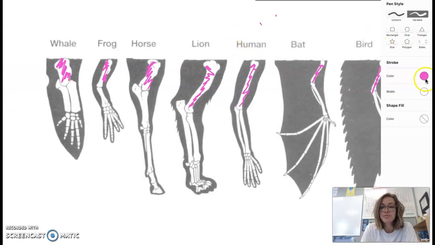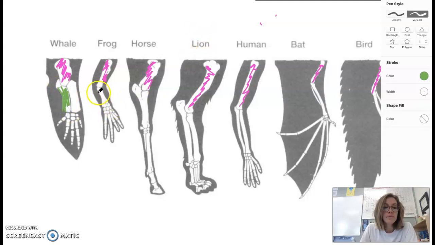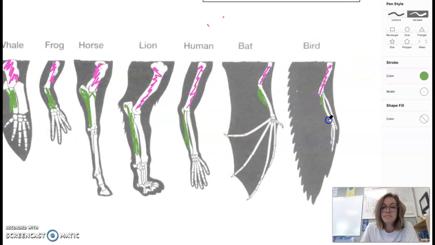And then we can color code it here too. We can look at the whale as the matching one here. The frog one is a little bit different. It's kind of converged into one. And then same with the horse, but you can still see there's these like separations here. So you're either going to get one of the two or you're going to get both. But notice the lion, I'm coloring it in here. The human, the bat, and then of course you've got your bird, right? Now notice these aren't the same, but they're similar.